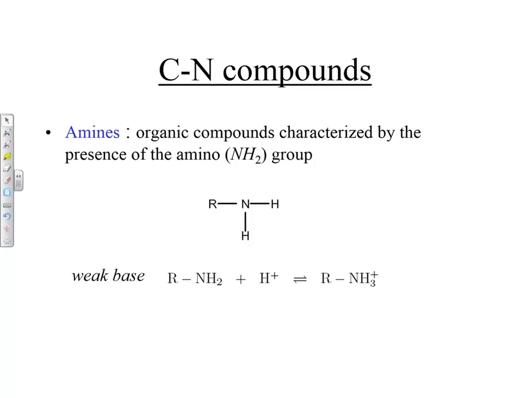All right. This has got the property of a weak base. Why? Because it's going to take up hydrogen ions in solution. NH2 in solution is going to take up hydrogen ions weakly. It's a weak base. So this is a reversible reaction. It will produce RNH3 plus, right? And so amines are considered to be weak bases.